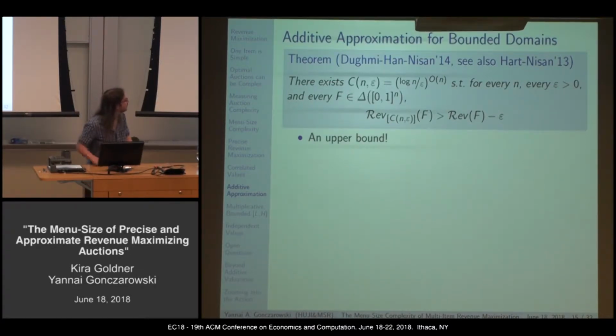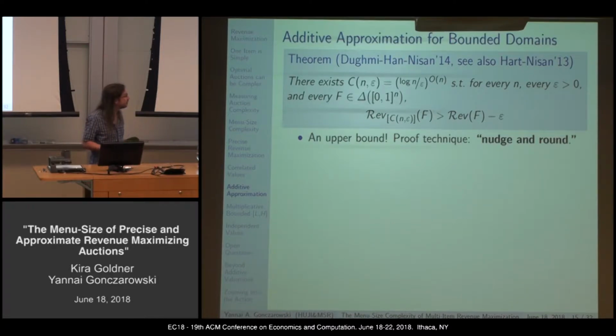So what's the game here? You tell me what n is, the number of items, and what epsilon is, how much you're willing to lose. I tell you what the menu size is that's going to guarantee it. Then you tell me what the distribution is, and I can find a menu of the size I guaranteed before that gives you optimal revenue up to an additive epsilon. This is really cool, and this is finally a useful upper bound, quote unquote. Let's look at the proof.